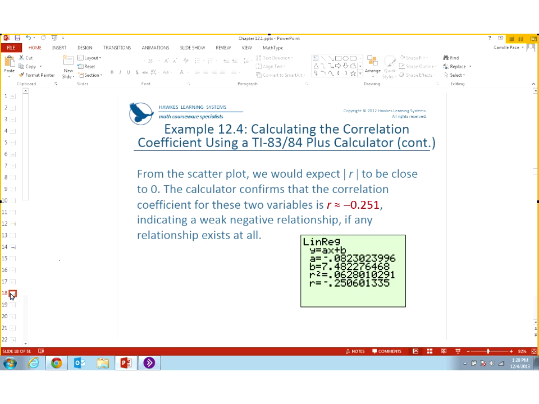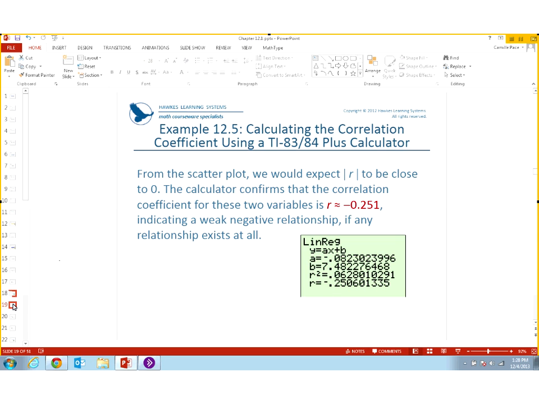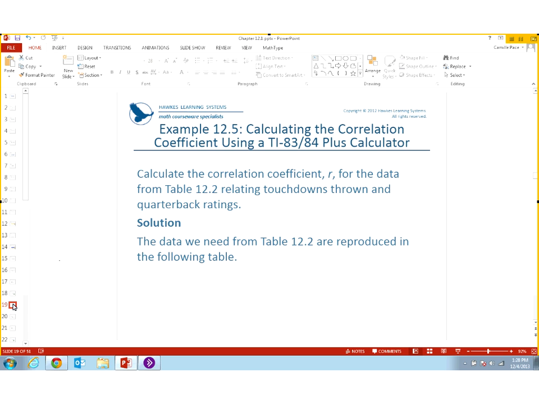So we're seeing R equals -0.250601335. Well, if R is -0.251, that means there's a weak negative relationship. Okay? So between touchdowns versus salary, there's a weak negative relationship.